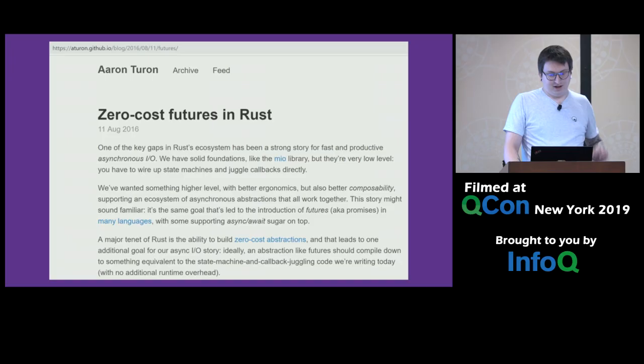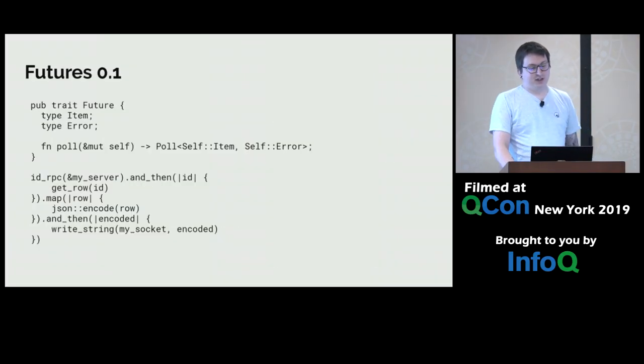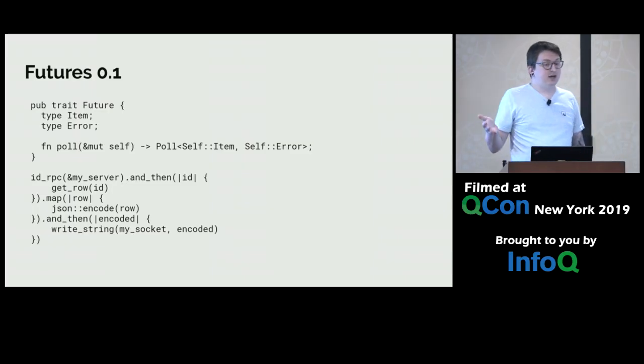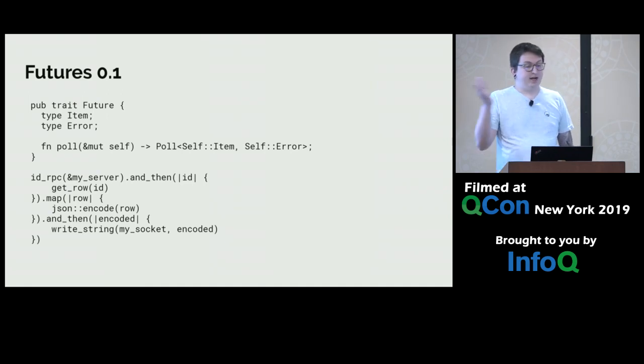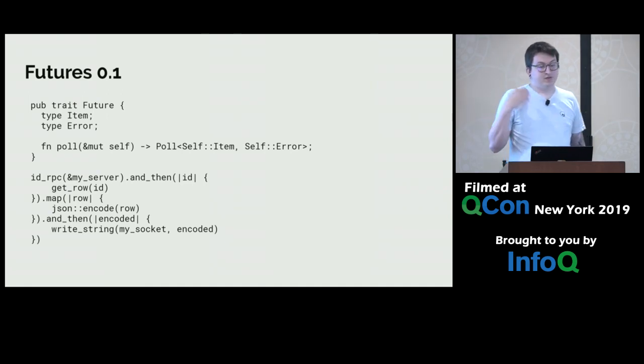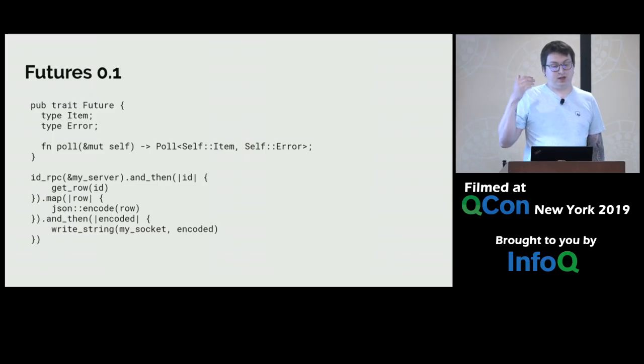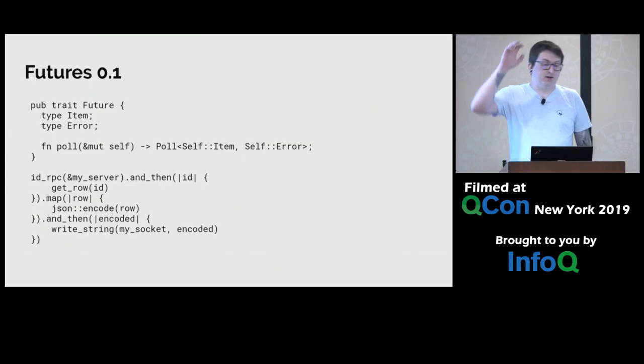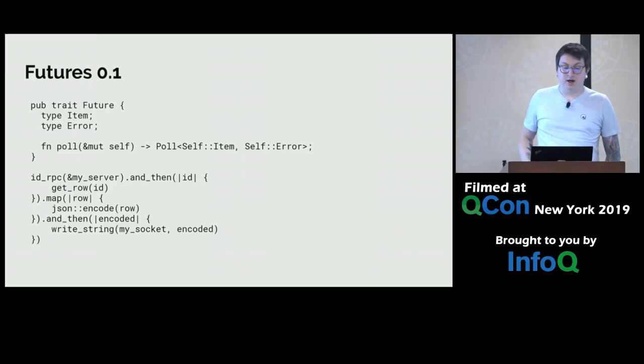Still churning along. So here's what futures looked like at 0.1 in 2016. You have this trait called future, and I don't know if all of you are Rust programmers or not, but basically a trait is like an interface. This interface has two required types, an item type and an error type. And there's this function called poll, which you would call, and it would return either the item or an error. There's also a ton of other convenience functions on here, like and then.